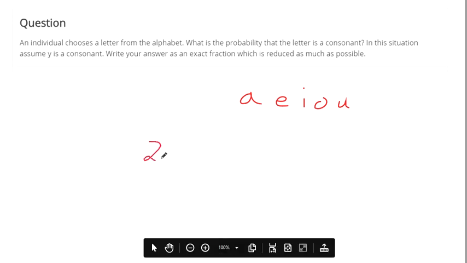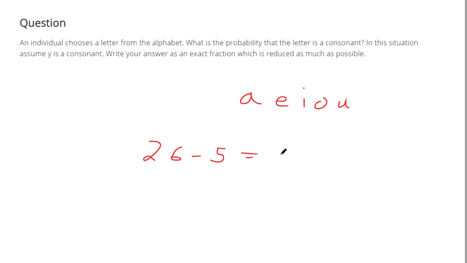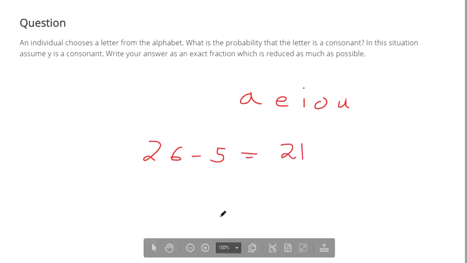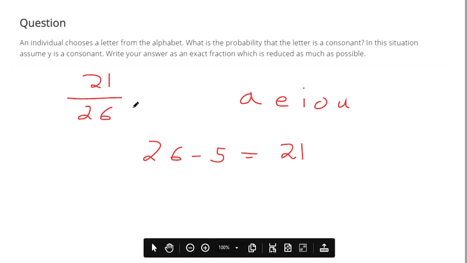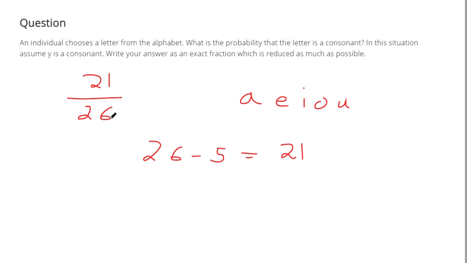Now there's 26 letters in the alphabet. Take away the number of vowels, and that means there's 21 consonants. So the number of consonants is 21, and we divide that by the total number of letters in the alphabet. And that's our probability. If you could simplify, you should, but I don't think you can simplify 21 over 26, they're not both divisible by something.